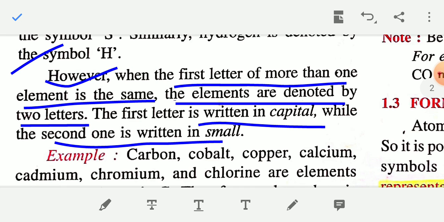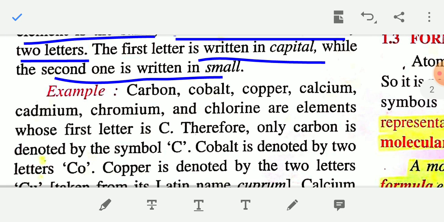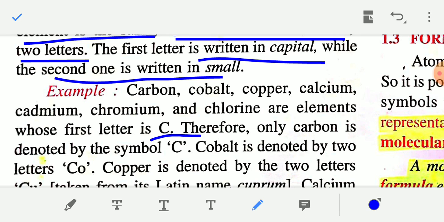The first letter is written in capital, while the second one is written in small. For example, carbon, cobalt, copper, calcium, chromium, chlorine, all these elements whose first letter is C.